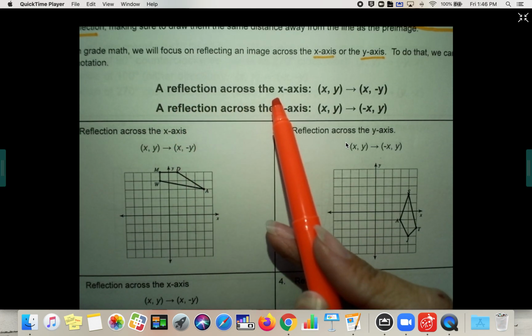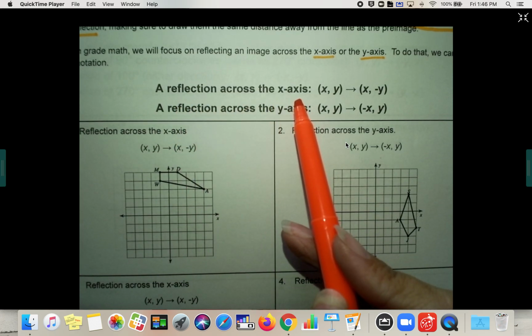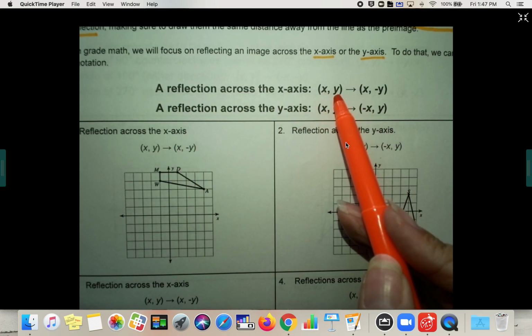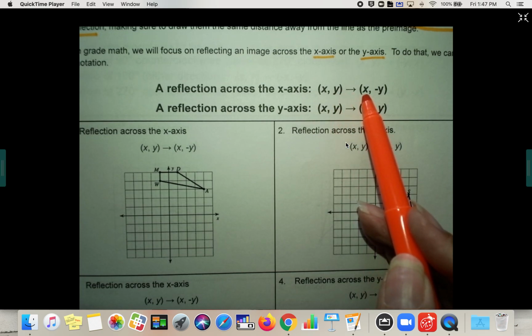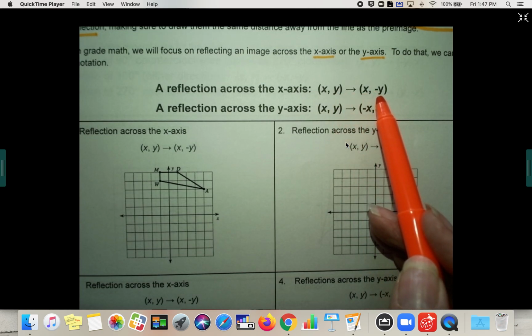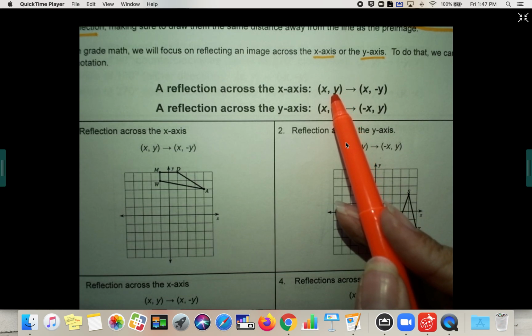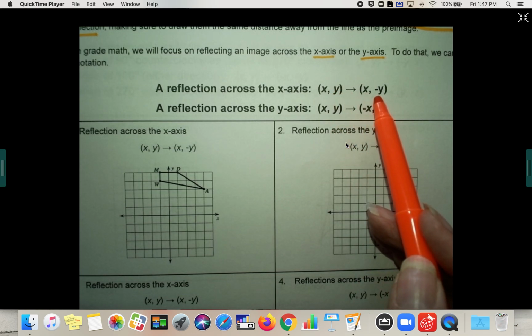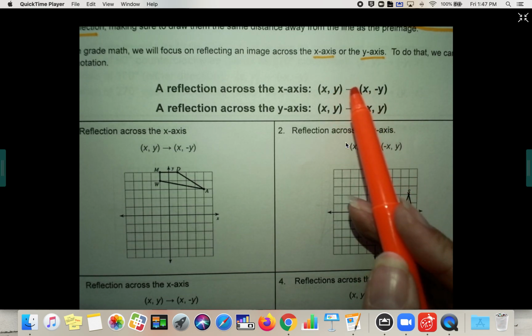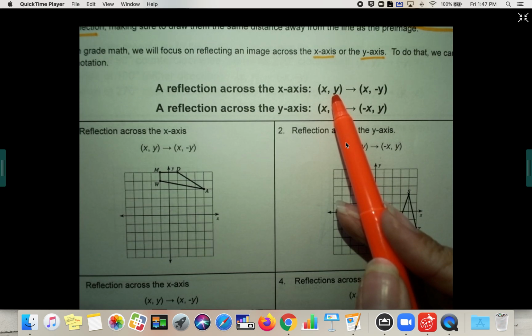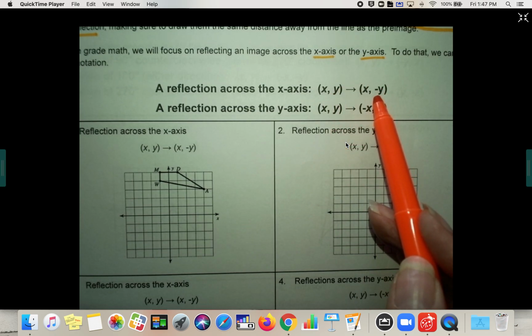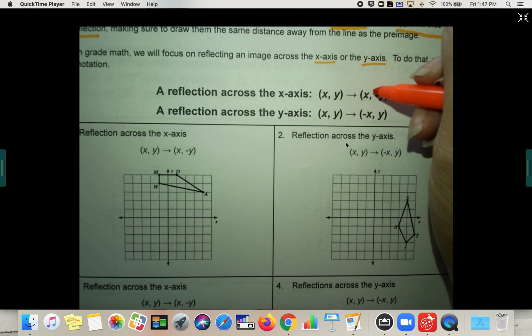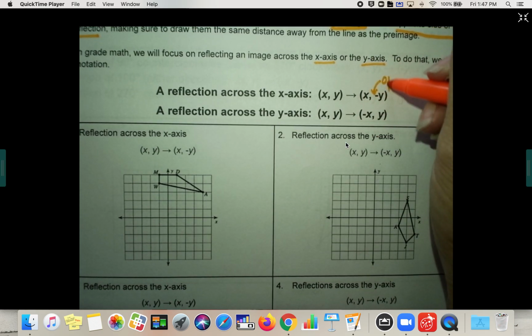If it reflects across the x-axis, this is kind of weird. The original (x, y) will now be (x, -y). So if y was 2, it will become -2. If y was already -4, it will become +4. So this little negative in front of it just means it's going to become the opposite.